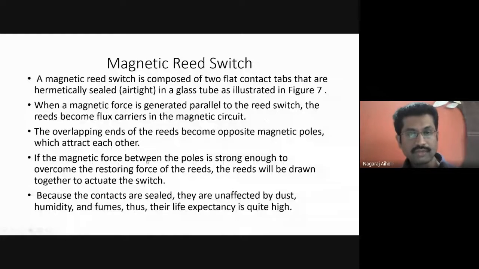If the magnetic force between the poles is strong enough to overcome the restoring force of the reeds, they will be drawn together to actuate the switch. Because the contacts are sealed in a vacuum, it is not affected by any dust, humidity, moisture, or chemicals. It is unaffected by these materials and fumes, and hence its life expectancy is high.